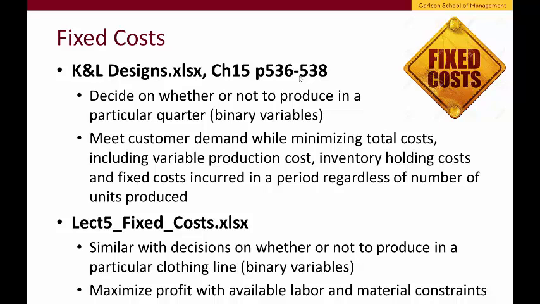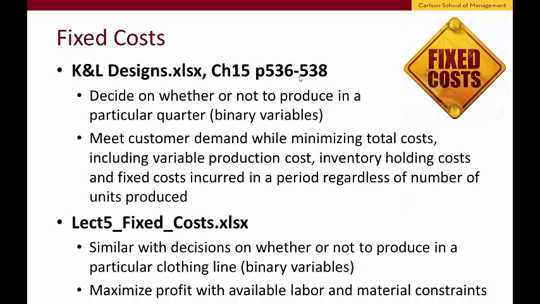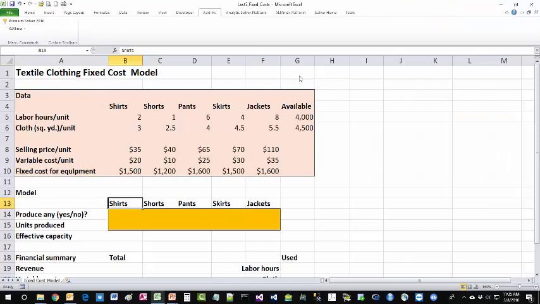Then consider our own example shown at the bottom of the slide, which is very similar, except that the 0-1 decisions are on whether or not to produce anything in a particular clothing line, of course, for a particular time period as well, which is not really emphasized here as much. Each of these product lines has its own fixed costs. Their objective is slightly different. Instead of minimizing total cost, it is to maximize the overall profit within the available labor and material constraints, all of which will be shown here in the model.